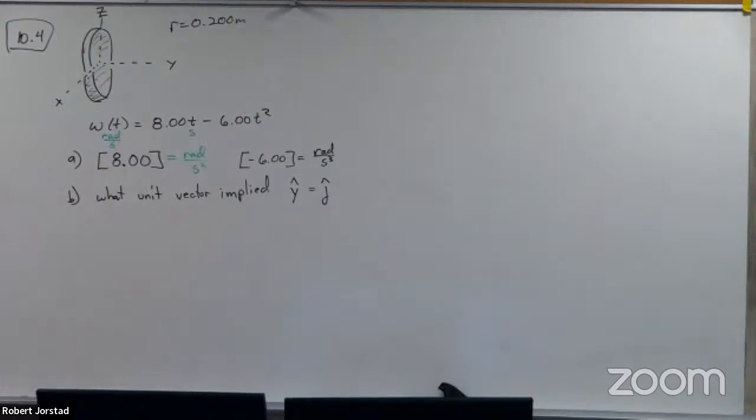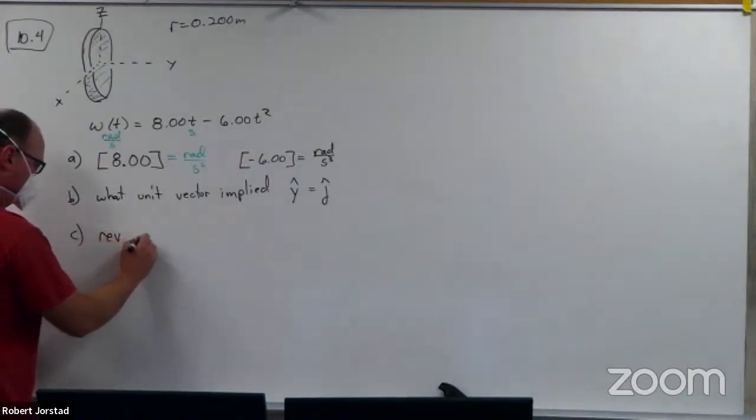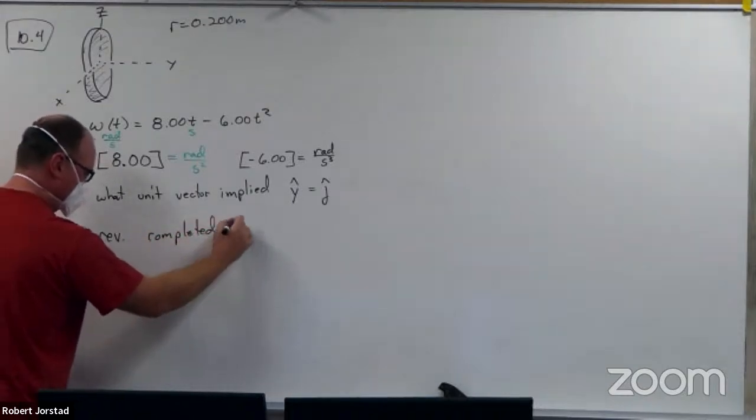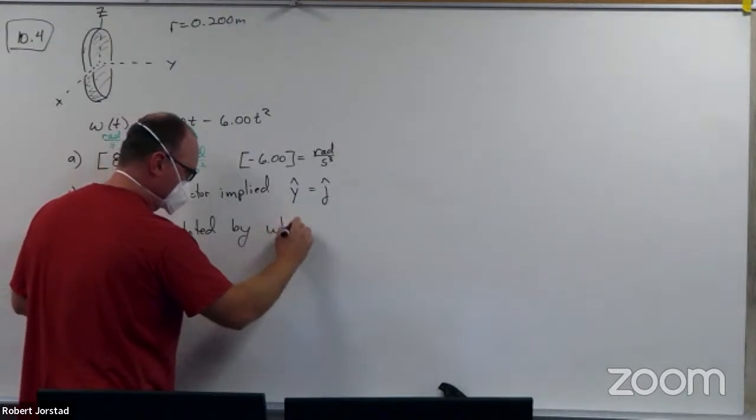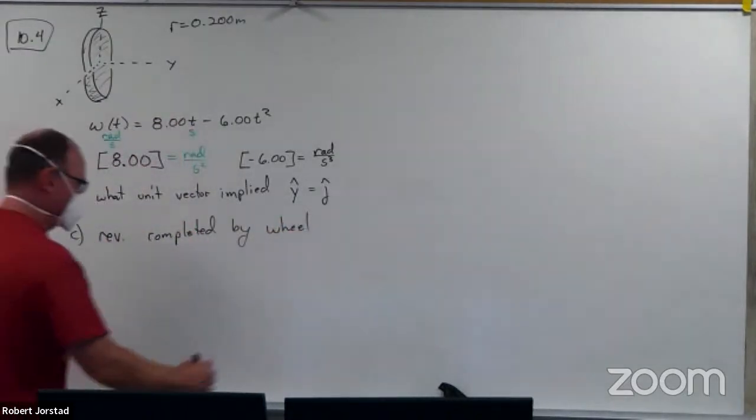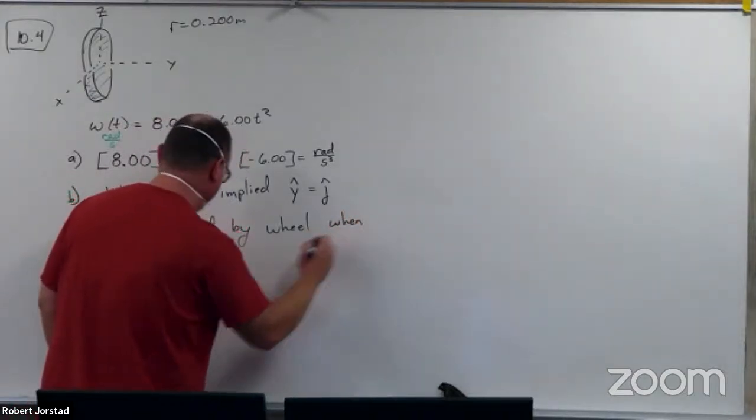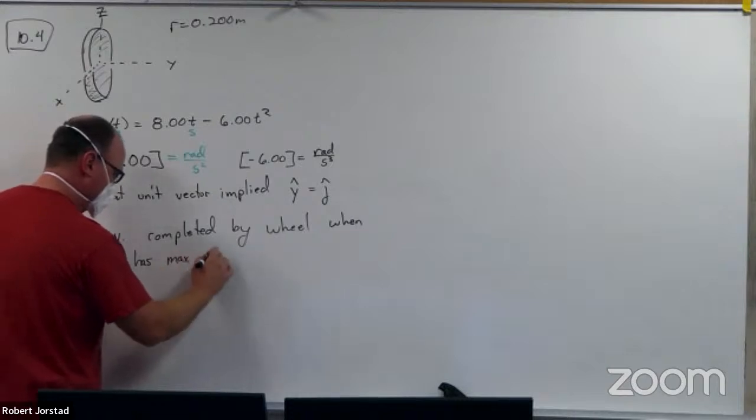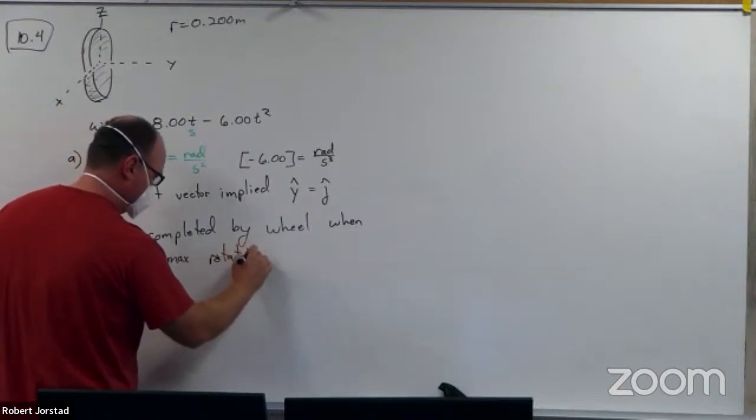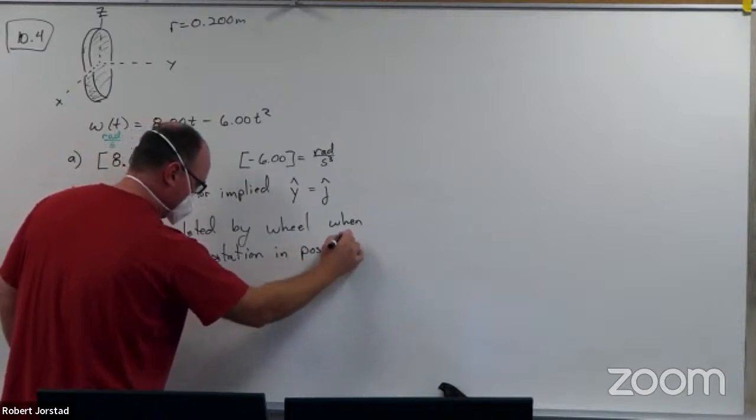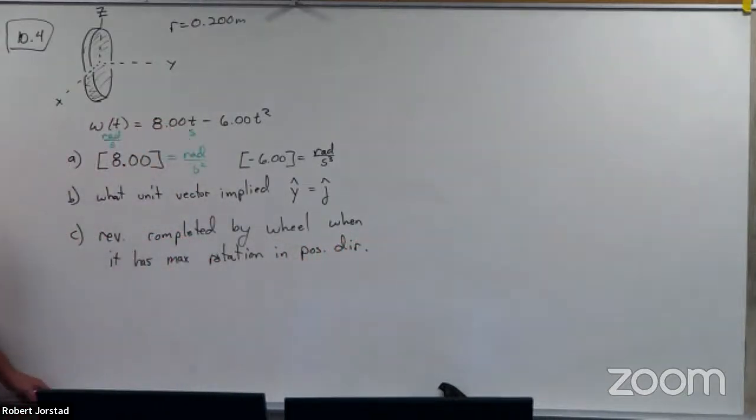Let's see. Determine revolutions. Let's go to part C. Revolutions completed by wheel when it has max rotation rate in positive direction. All right, how would we approach that?